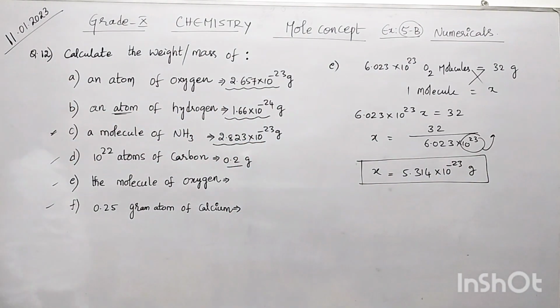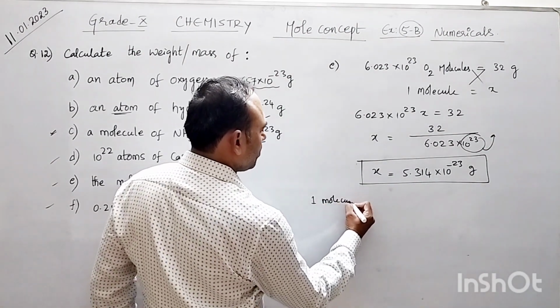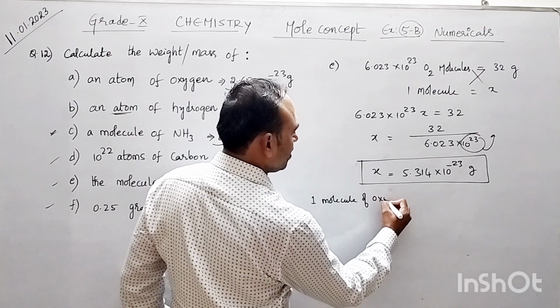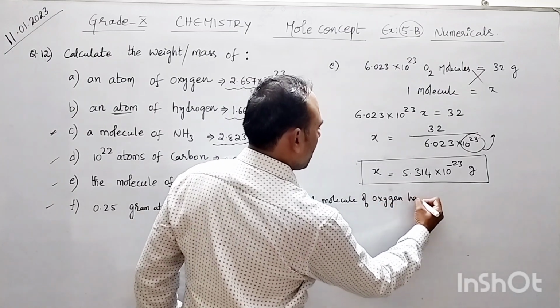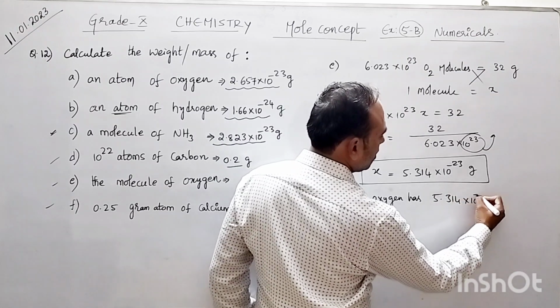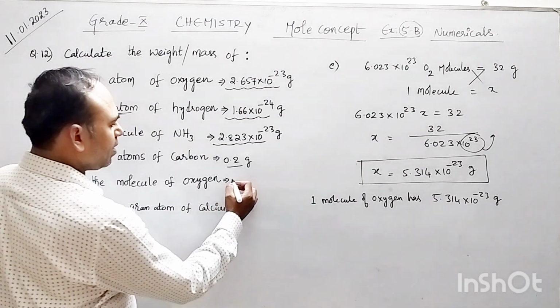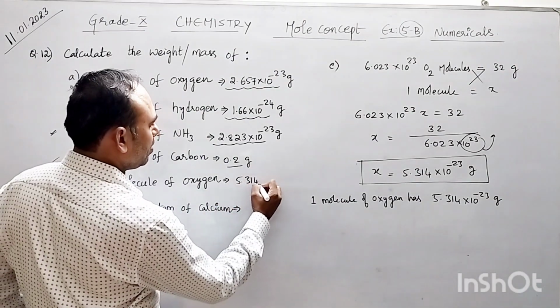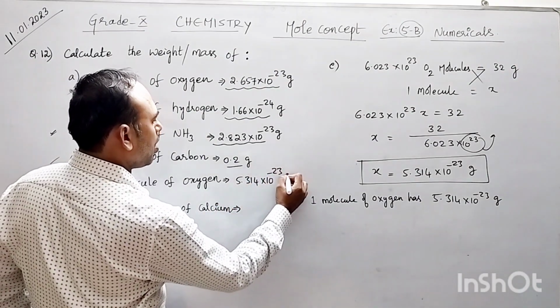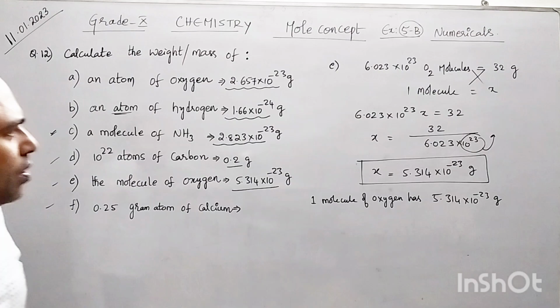So make a note of this. It's very simple. Here it says that one molecule of oxygen, that is O2, has a mass of 5.314 into 10 to the power of minus 23 grams. So I will write the answer here, 5.314 into 10 to the power of minus 23 grams. The last one, 0.25 gram atom of calcium.